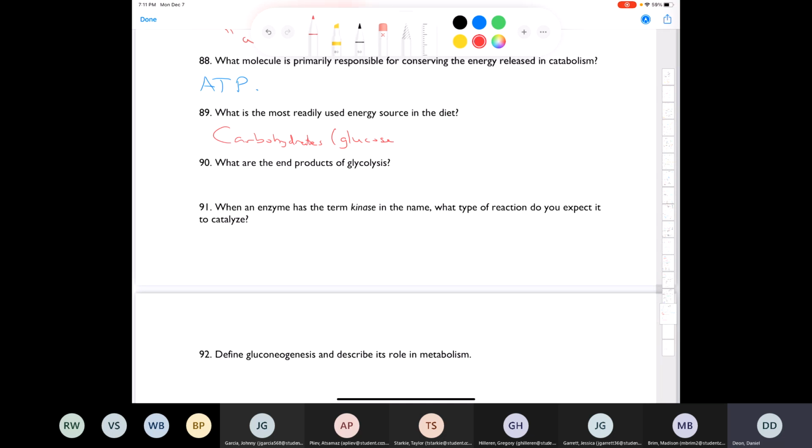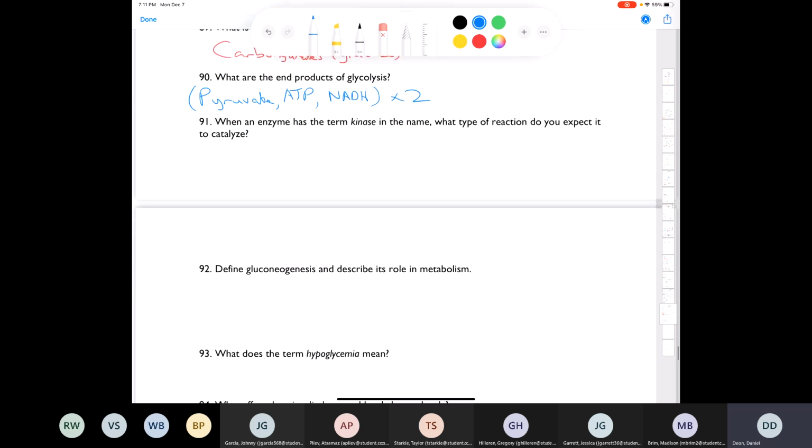Glucose, right? You can get more energy from the fat, but carbohydrates are more readily used. What are the end products of glycolysis? Well, we spent quite a bit of time looking at glycolysis. The end products are you end up with a pyruvate, ATP, and NADH, and you have two pyruvates, two NADHs, and two ATPs.